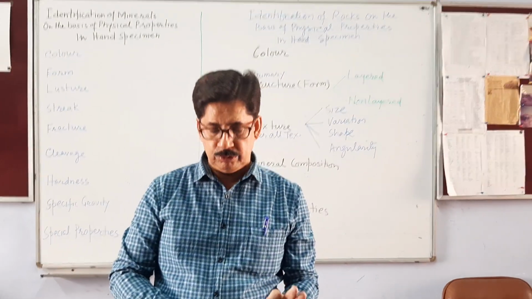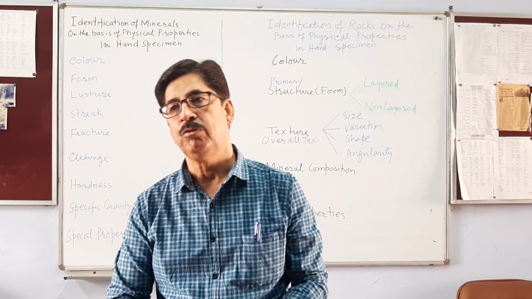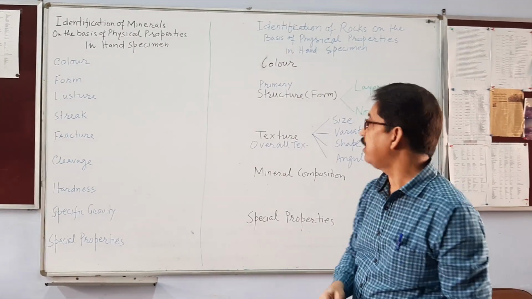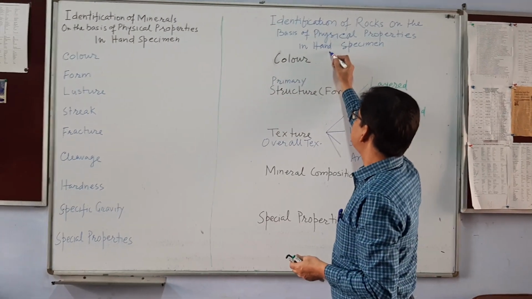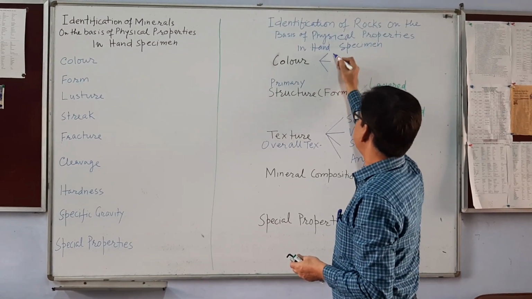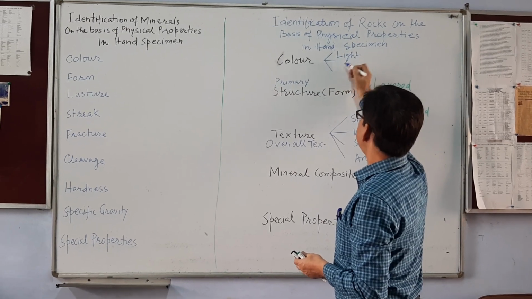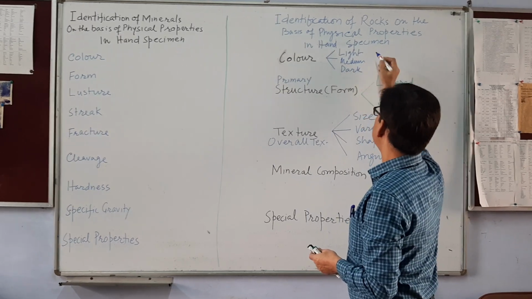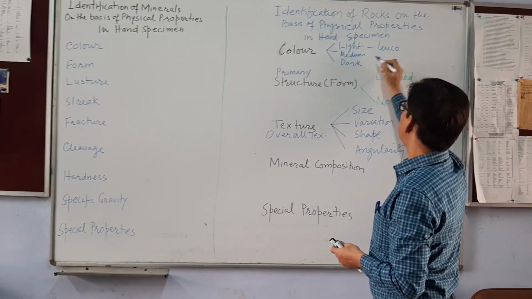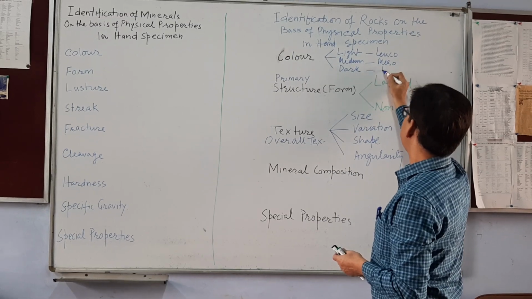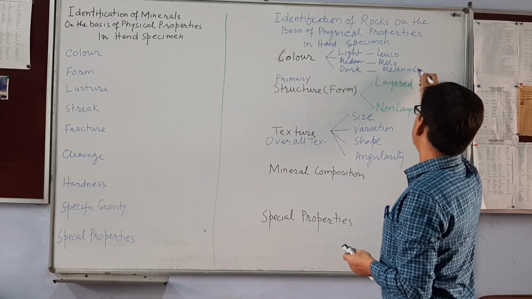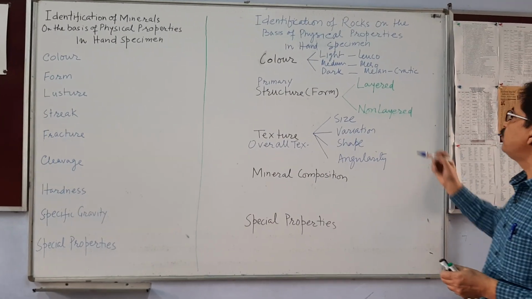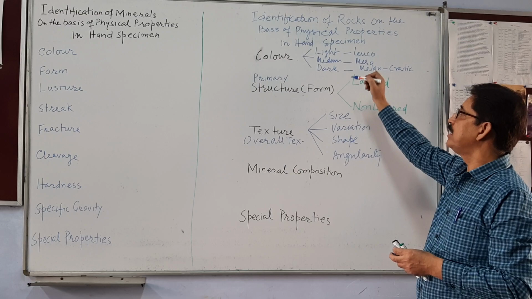Now I will tell you what are the steps which we have to follow for identification of rocks. First of all, you will see the color of the rock. Is it having what shade? Is it light? Is it medium? Or is it dark? For this we have some terms: leuco, meso and melano. These are the terms with this word chromatic, which means color. So we have to see that the rock is light colored, medium colored, dark colored.